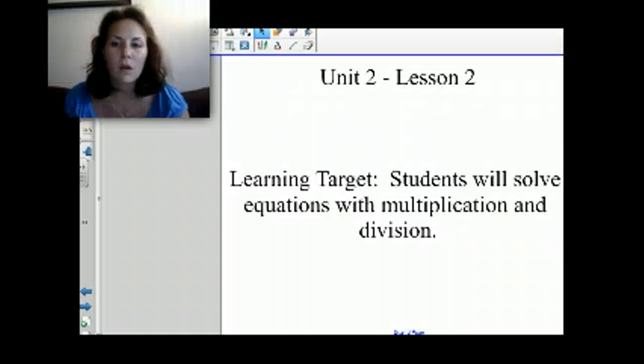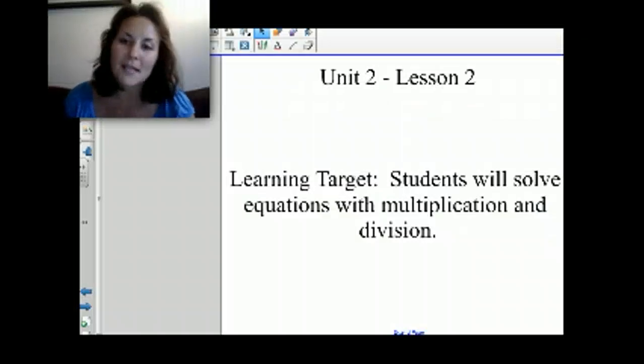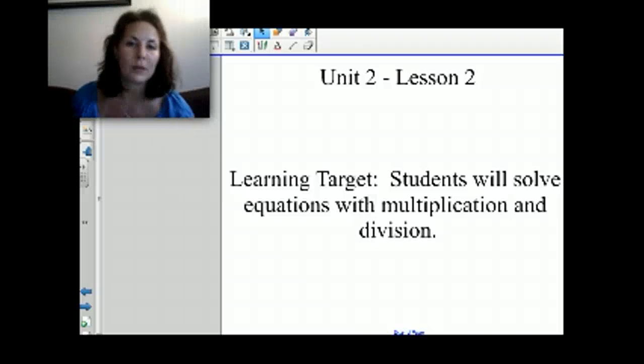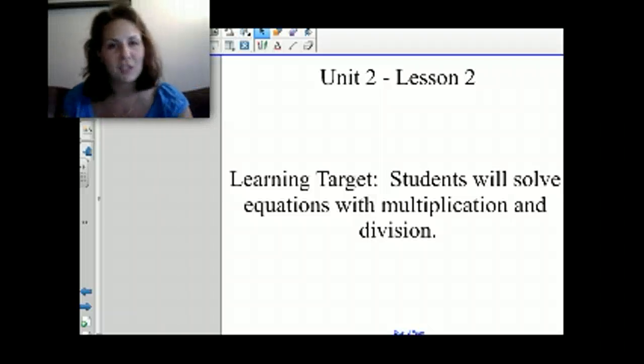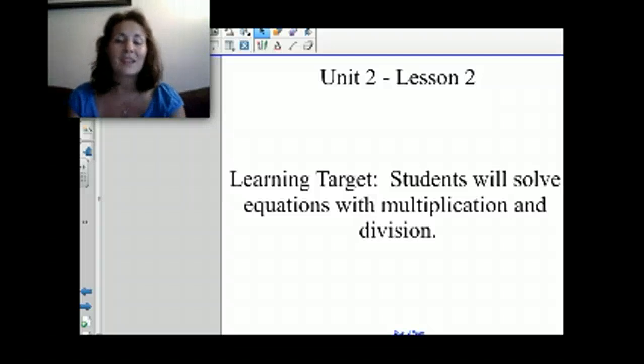Alright, I'm going to pause. Let's go to the lesson. Alright, Unit 2, Lesson 2. Our learning target today is we're going to solve equations with multiplication and division. This is just like the first lesson of the unit where we are doing one-step solving, but instead of addition and subtraction, it's multiplication and division. The nice thing is, the process is the same. The concept is the same, just the operations are different.